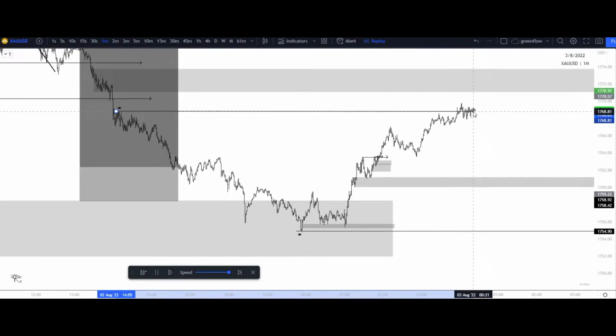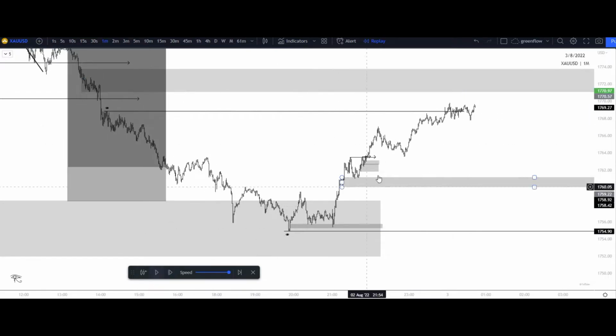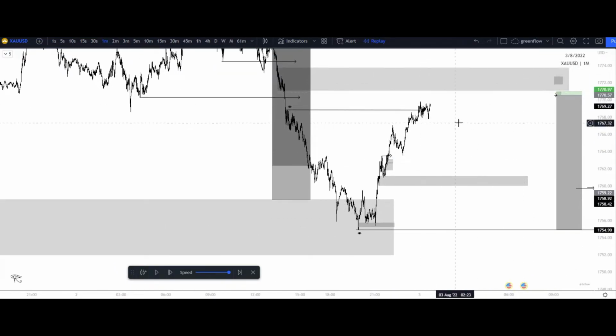We take out the buy side liquidity. So now that the buy side liquidity is out of the market, we have the ability to introduce new supply and come back down.